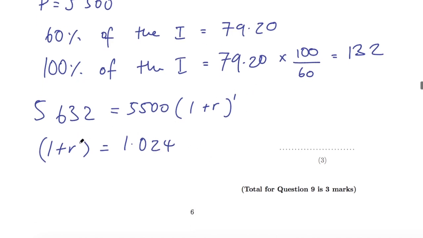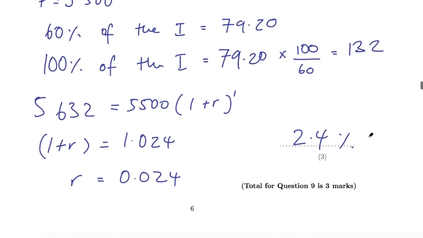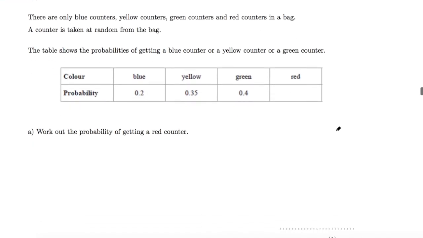And as this is 1 plus R to the power of 1, I can just write it as 1 plus R. And then R is going to be this, subtract 1. So this is going to be 0.024. So this tells us the rate is 0.024 or 2.4%. Just multiply that by 100 to get the percentage. And that's question 9 for 3 marks.